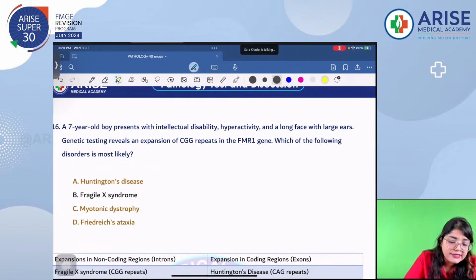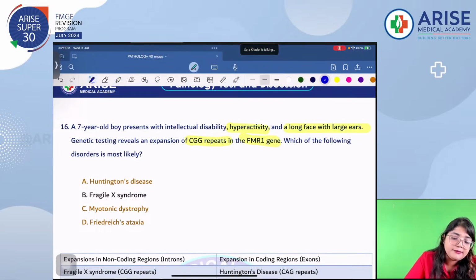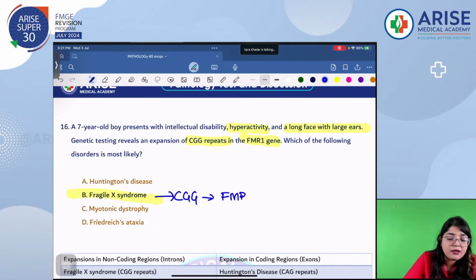There is a 7-year-old boy with intellectual disability, hyperactivity, long face with large ears. CGG repeats in FMR1 gene. So remember Fragile X syndrome. So you know the answer already. This is Fragile X syndrome. What are the repeats? CGG repeats. And because of that, there is a defect in FMR1 gene. This is located on the X chromosome, right? This is nothing but Fragile X mental retardation gene, right?